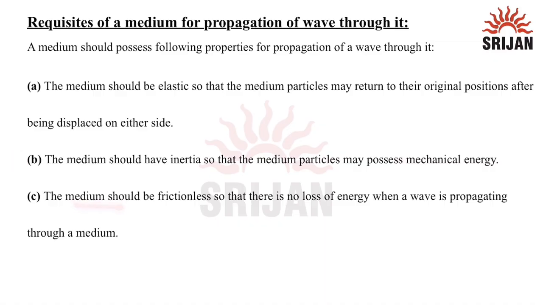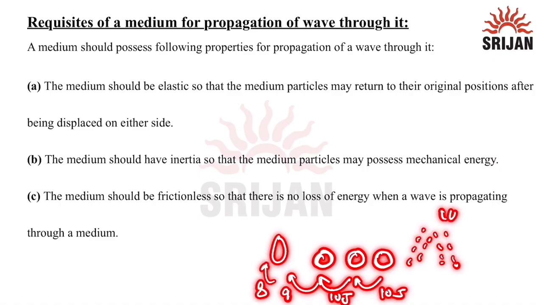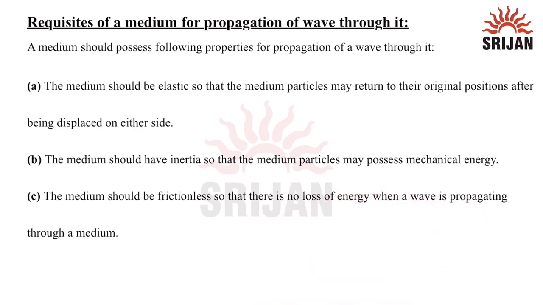Third, the medium should be frictionless because if there is friction between these two particles, let us suppose they're transferring 10 joule of energy from the sound, that is vibrations from a source to our ear, then if friction is there, the energy will get lost and which means that we will hear the sound less. Suppose it is giving 100 joule of energy, then we might only get 10 joule if there is friction. So the medium should be frictionless, as there is no energy loss when a wave is propagating through a medium. I hope this topic is clear to you.